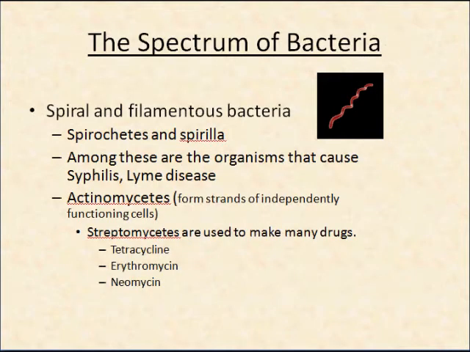Another group of bacteria we have is spiral and filamentous bacteria. The spiral bacteria include spirochetes and spirilla, and these are organisms that cause some human pathogens, specifically syphilis and Lyme disease. Now, the filamentous bacteria include the actinomycetes, which form strands of individually functioning cells. So even though they are in a strand, they are not tied to one another. Within the actinomycetes, streptomycetes are used to make a number of drugs, including tetracycline, erythromycin, streptomycin, neomycin, and so forth.